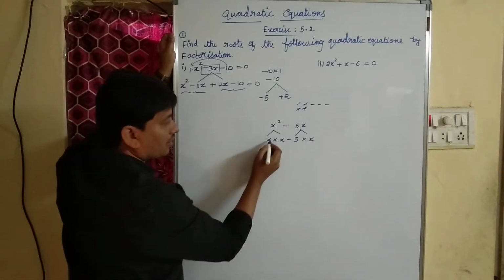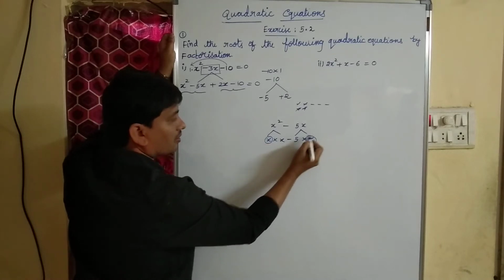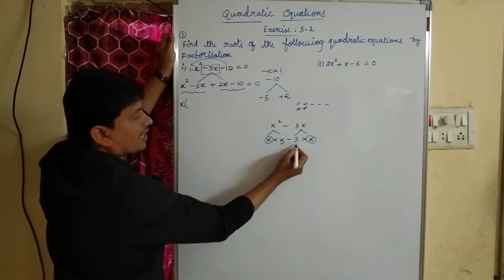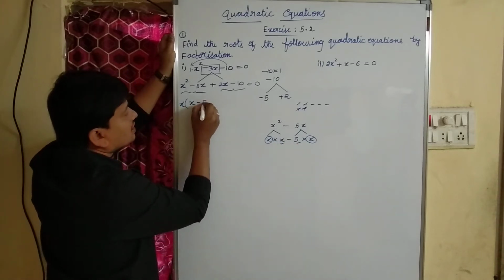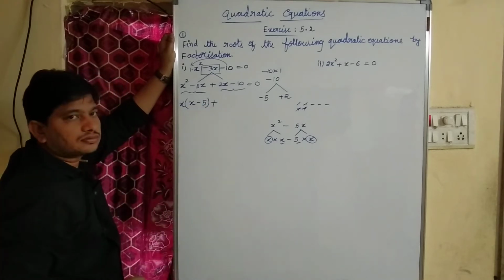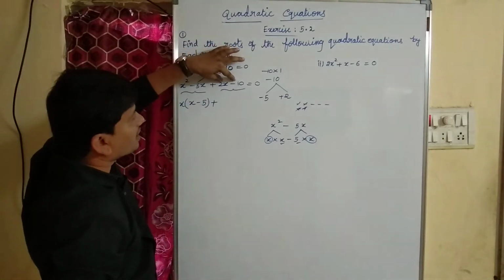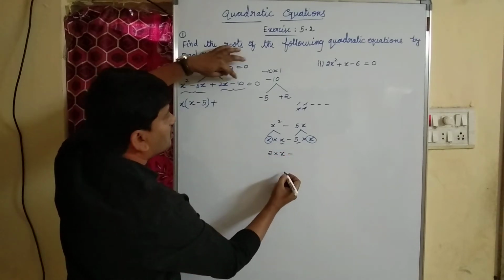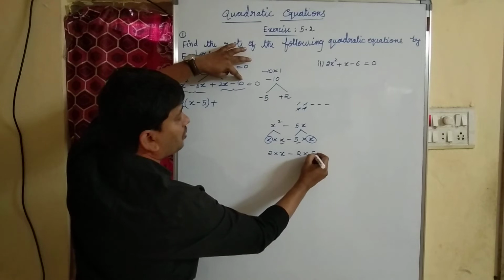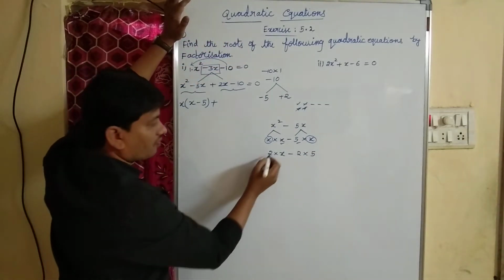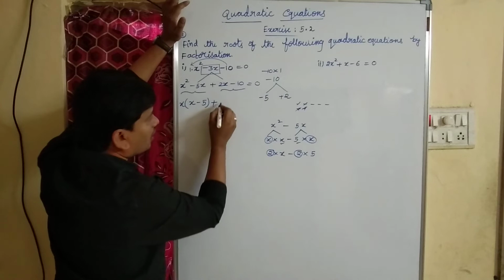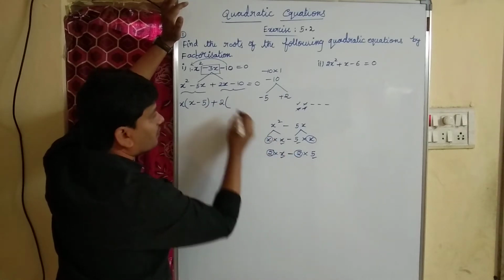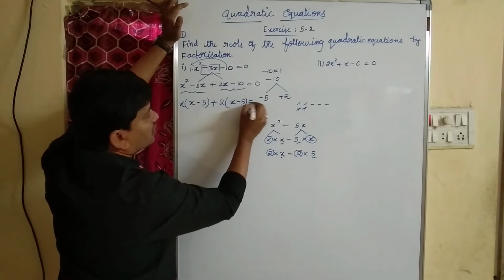Here what is the common? If I take x as common, what is left over here? Here we have x minus 5. I can write x into x minus 5 plus, second combination is 2x minus 10. What is the meaning of 2x? 2 into x. Minus, what is the meaning of 10? 2 into 5. Children, if I take 2 as common, what is left over here, children? X minus 5, which is equal to 0.